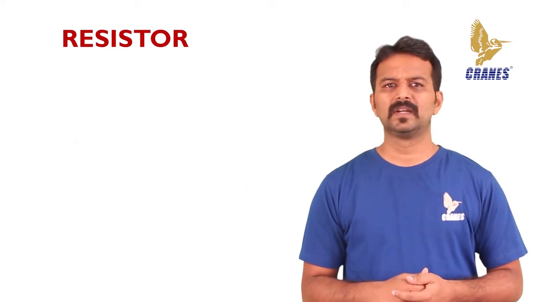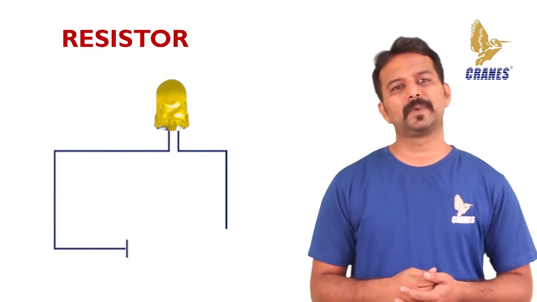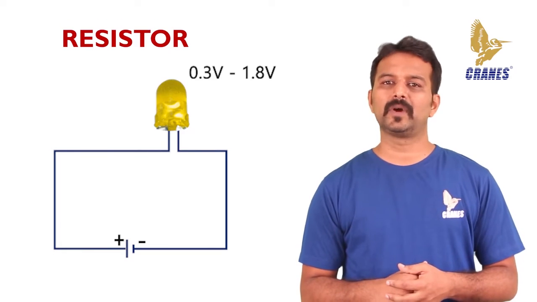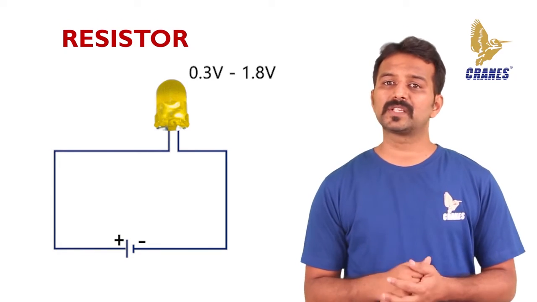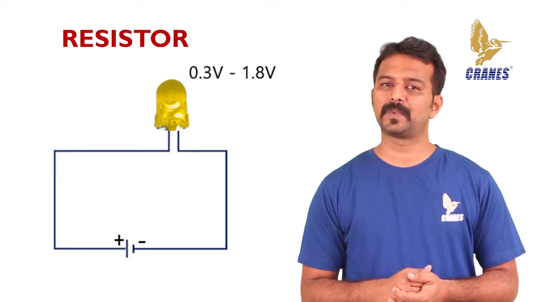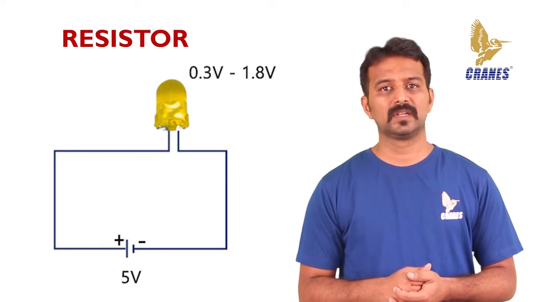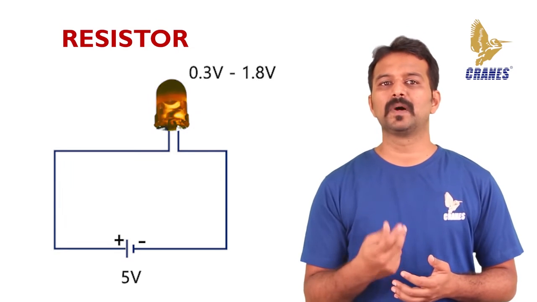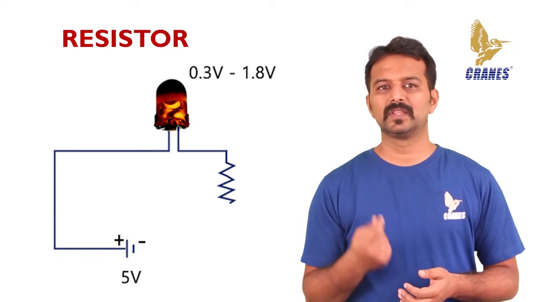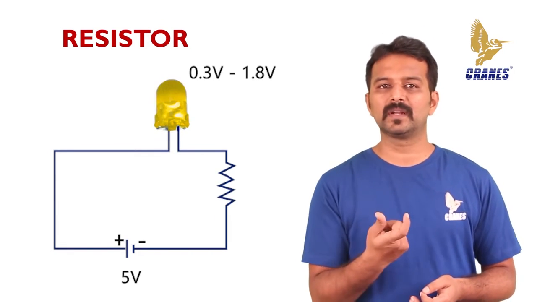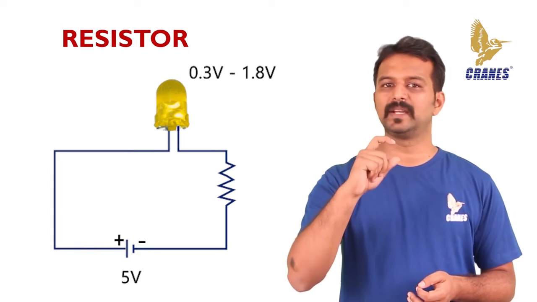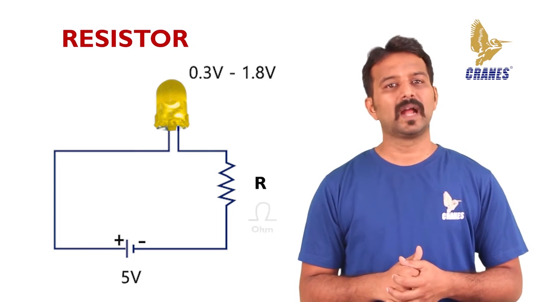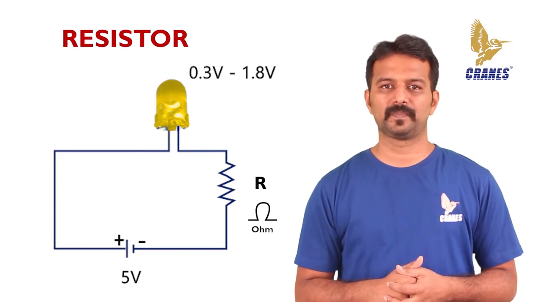For example, take an LED bulb. Its operating voltage is somewhere between 1.8 volts to 3 volts. But the voltage it is getting from the supply is 5 volts. Then if all the voltage is given to the LED, the bulb may get shorted. So the resistor is used to limit the voltage drop across the LED bulb. The resistor is indicated by R and measured in ohms.